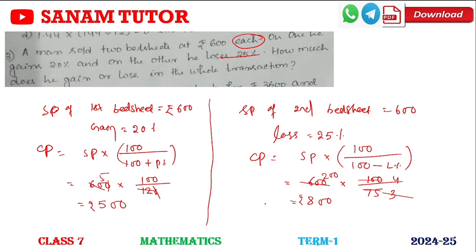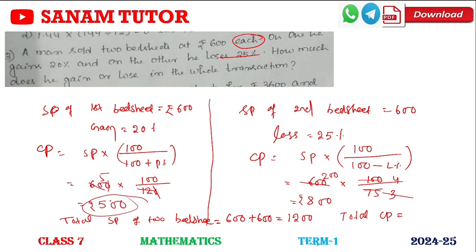So for the whole transaction profit or loss, we find whole SP and whole CP. So find out total SP of 2 bed sheets equal to 600 plus 600, that is 1200. Now find total CP equal to, the first CP is 500 and the second CP is 800. So 800 plus 500, that is 1300.